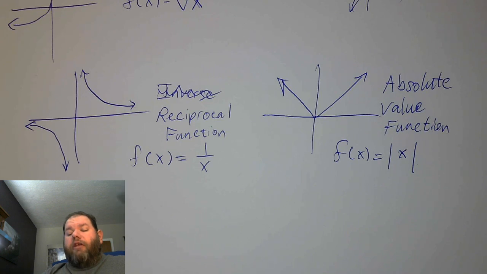So if we have x equals 3, 3 is a distance of 3 from 0. But if we have x equals -3, -3 is also a distance of 3 from 0. So f of 3 is 3 in this case, but f of -3 would be +3 in this case. Ultimately, the idea is that whatever number we plug in, it makes the number positive. So if we plug in a positive value, it stays the same. If we plug in a negative value, it makes it positive by default.